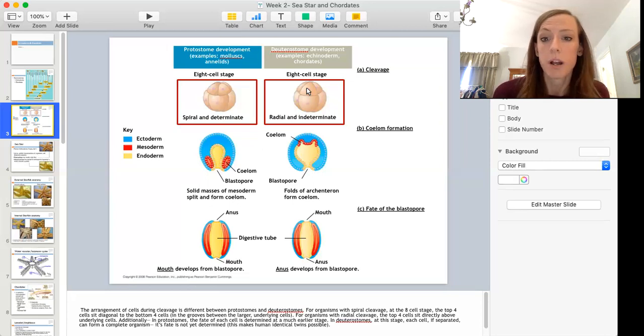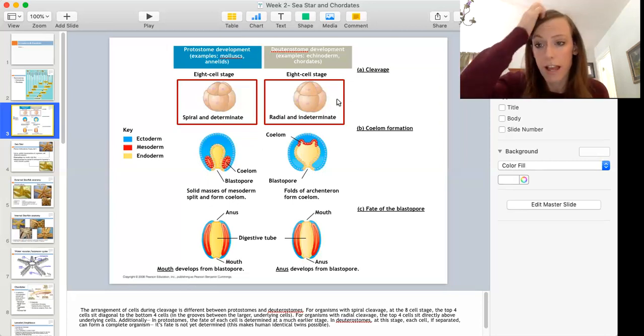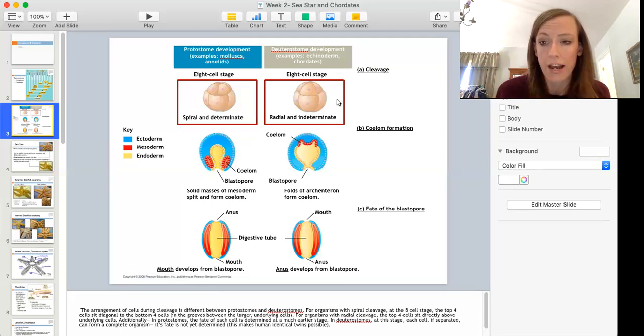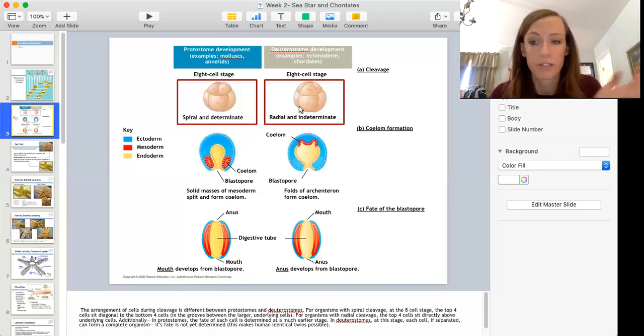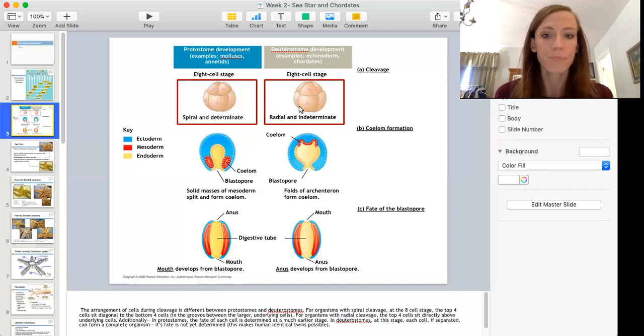So this is one feature that allows for humans, for example, to have identical twins, because after fertilization occurs, you can still have division. It's rare, obviously, but the individual cells can still continue to divide, and their fate has not yet been determined. So it could potentially produce an entirely new organism. Okay. So that's one other difference that I wanted to point out between protostomes and deuterostomes.